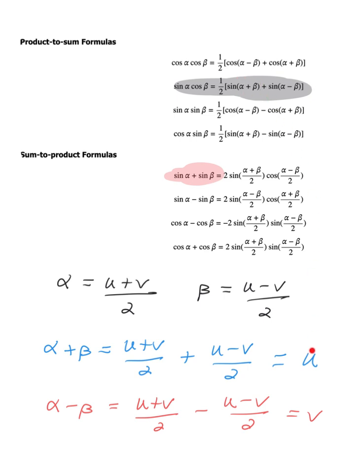So on the next slide, to get this equation, what I'll do is, in here, this alpha plus beta, I'm going to call u. This alpha minus beta, I'm going to call v. And then this alpha, I'll replace it with this term, and this beta, I'll replace it with this term. I will simplify it and see what we end up with.